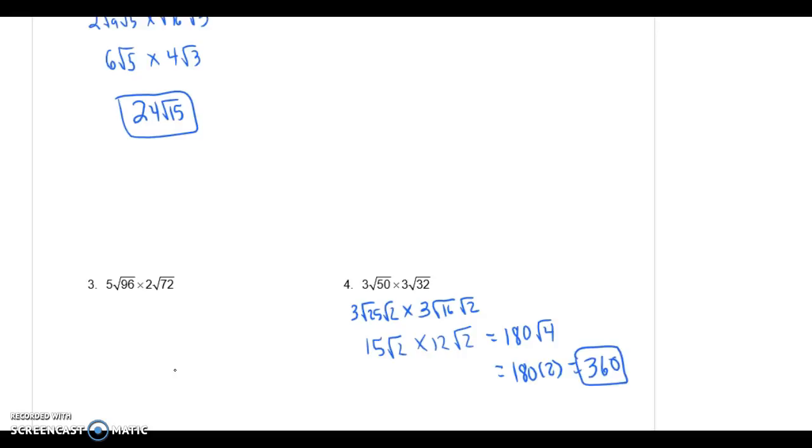So the key is that when you get to a product and you're done, or you think you're done, you want to look a step further and make sure that what you have left has no perfect square factors. And that's how you're going to simplify radicals. Take out your perfect square factors, whether you're multiplying, dividing, or whatever.